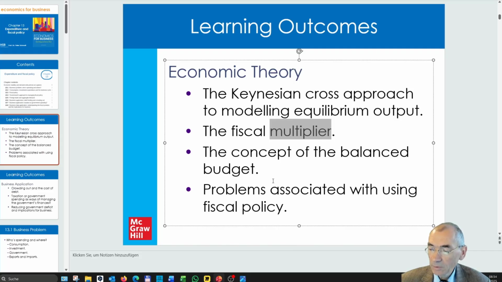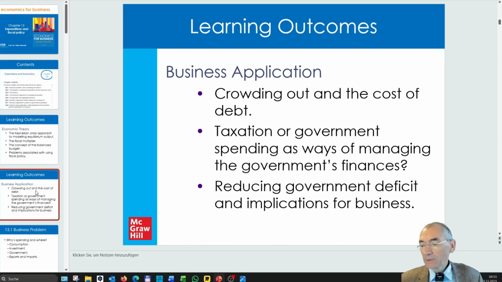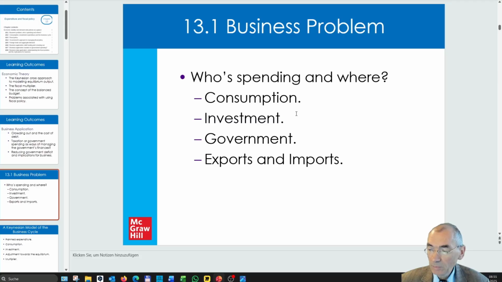Then in the second video, when we talk about fiscal policy, the balanced budget and the balanced budget multiplier will be topics that we talk about. Yeah, from business application, of course, it has to do something with taxation and business spending, government deficit, what are the implications for business, and the concept of crowding out that I already mentioned. We're going to learn about these topics and what they mean.